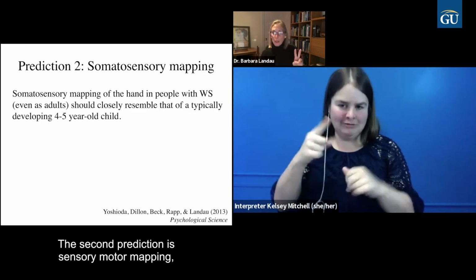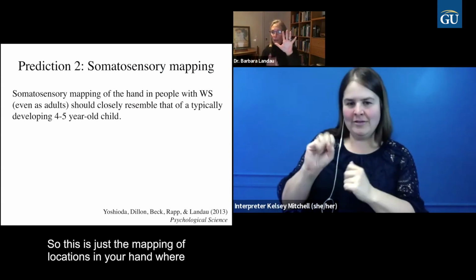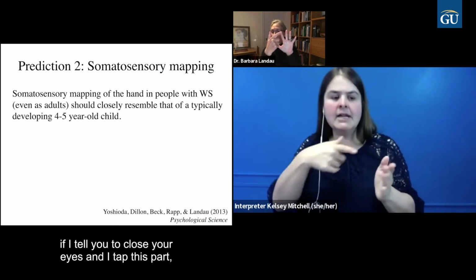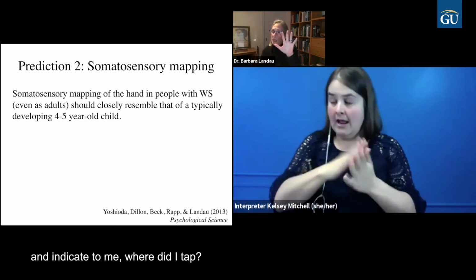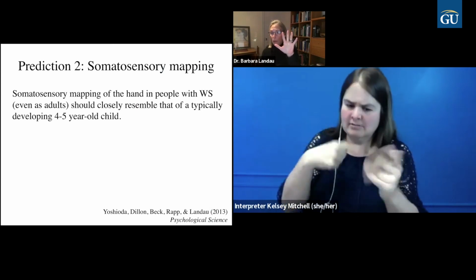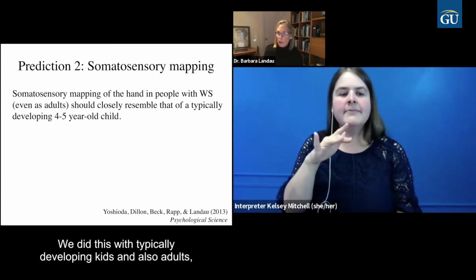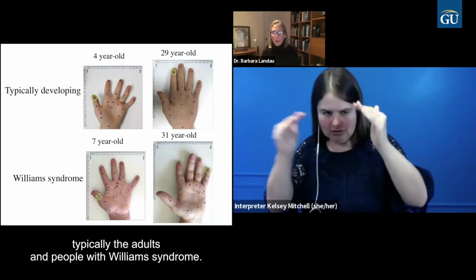The second prediction is that sensory motor mapping is really, really different. So this is just the mapping of locations in your hand, where if I tell you to close your eyes and I tap this part, and then I ask you to open your eyes and indicate to me, where did I tap? Do you get it right? We did this with typically developing kids and also adults, typically developing adults and people with Williams syndrome.